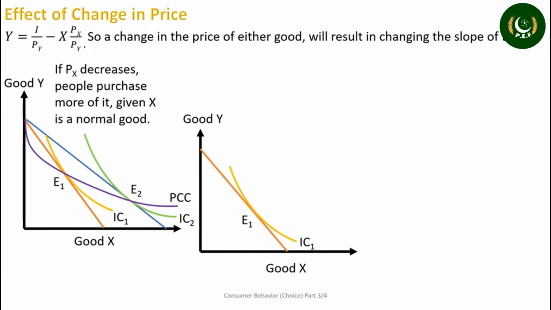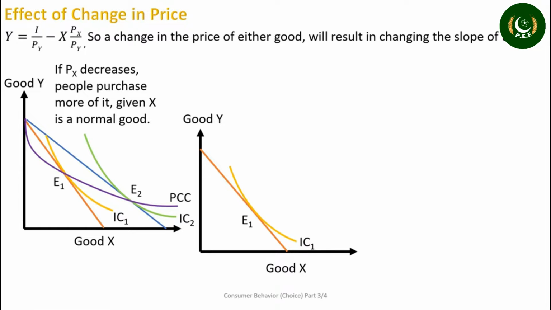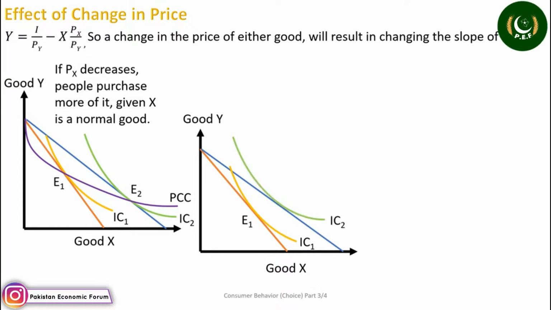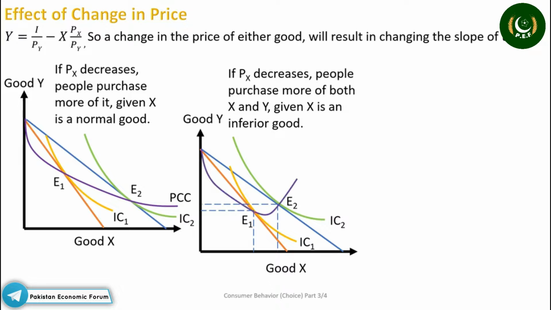Again, the consumer is in equilibrium where the budget line is tangent to IC1, that is at point E1. Again, assuming that price of commodity X decreased, budget line rotated, the consumer shifted to higher indifference curve. Now the equilibrium is at E2. Again, joining E1 and E2, we have price consumption curve.